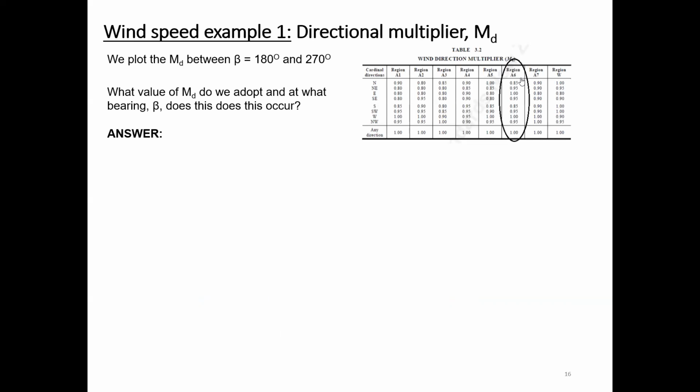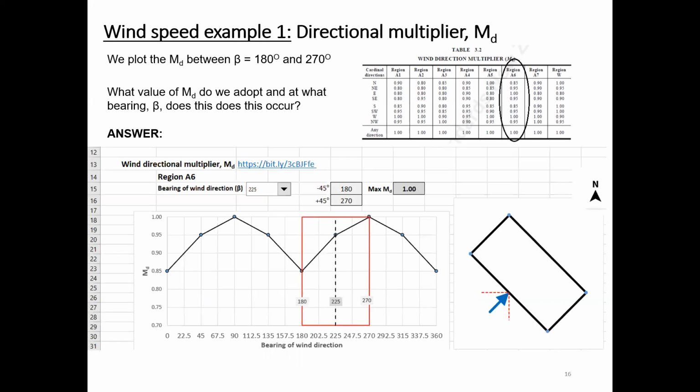Okay, so again we look at this. Plot MD between beta equals 180 and 270. Now if you plotted it all along here, what we're looking at is 225 degrees, and 45 on each side is 270 and 180.